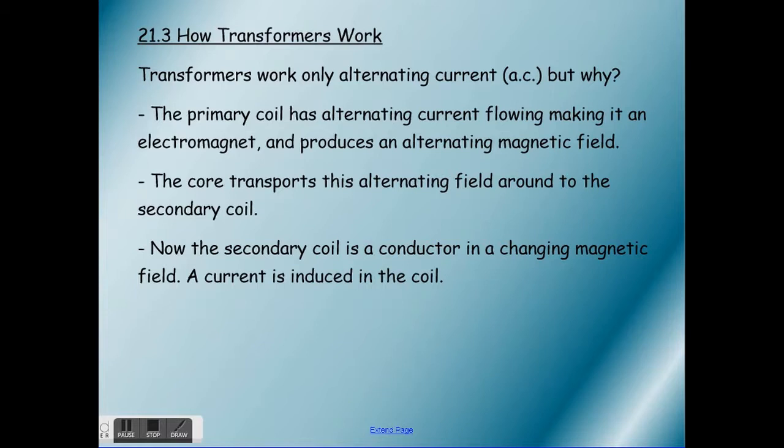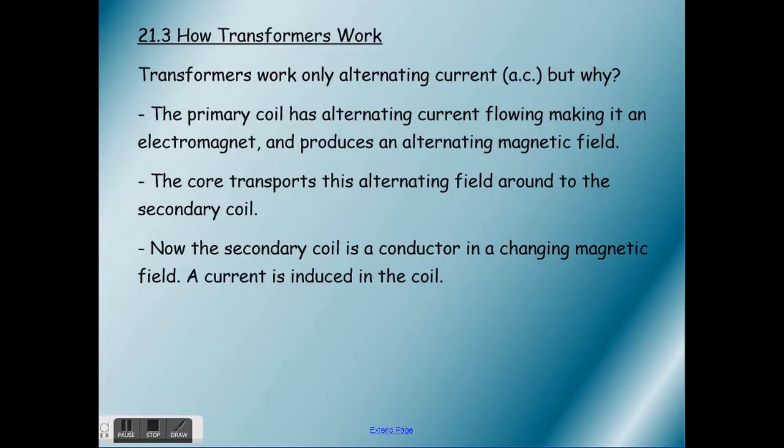We talked about this before, or at least it was mentioned last class, that transformers only work with alternating current. But why is that the case? Well, the primary coil has an alternating current flowing, making it an electromagnet, and produces an alternating magnetic field. That's the key to how the transformer works. It needs this magnetic field that changes from one direction to the other. So the core transports this alternating field around to the secondary coil.